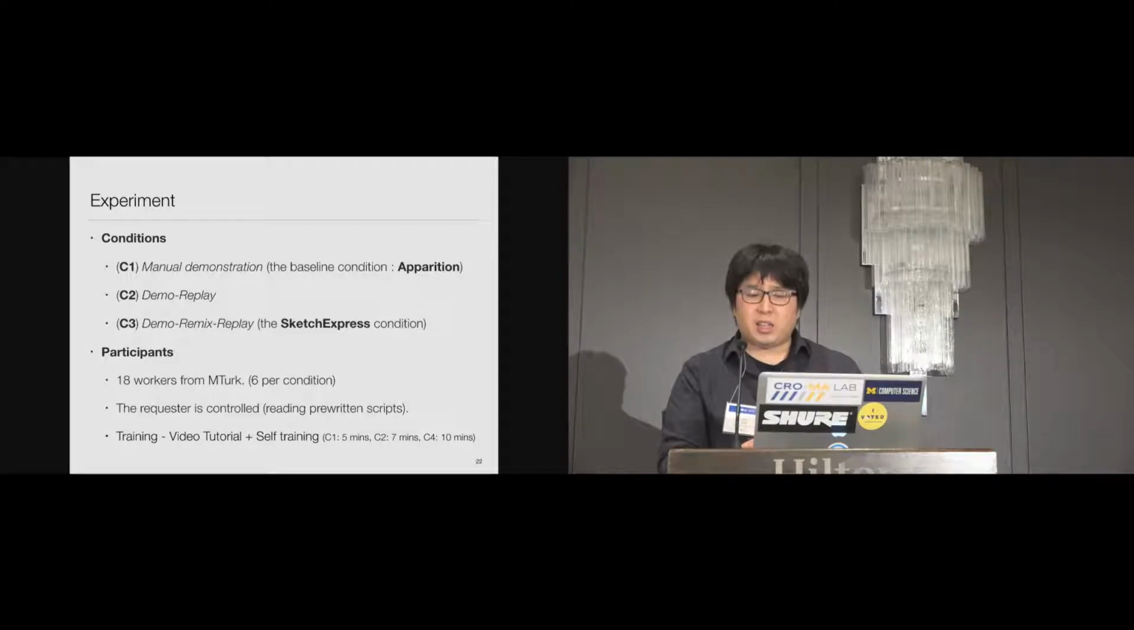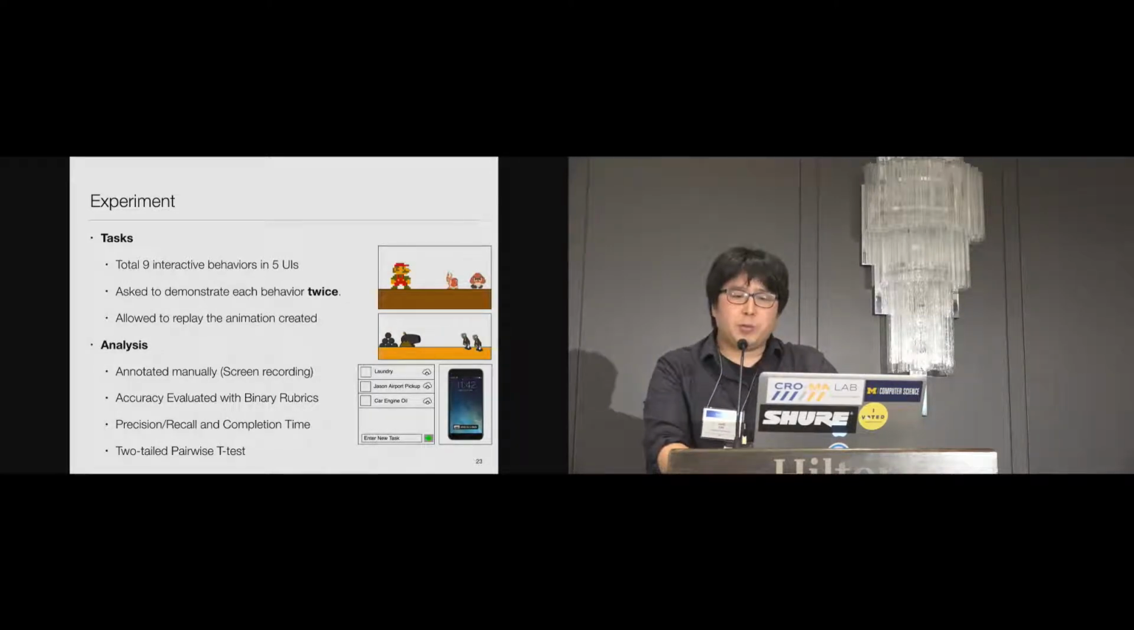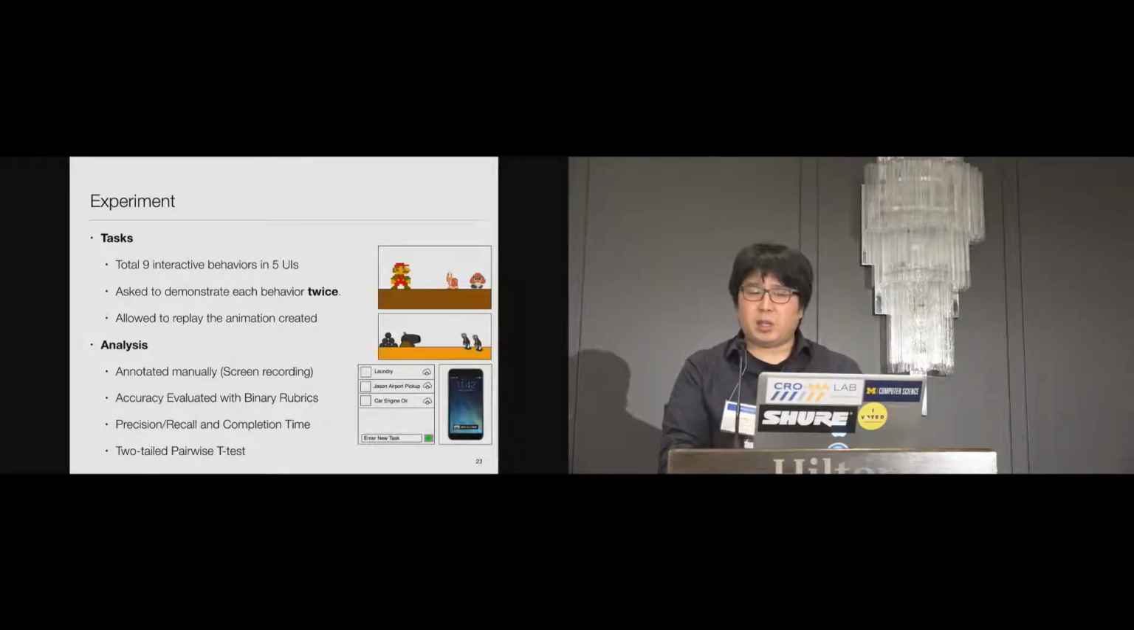One of the authors acted as a requester by reading a pre-written script describing the behavior. We had 5 different UI scenarios, from games to traditional GUI like a to-do list. We had a total of 9 different behaviors that we asked workers to demonstrate or create. We told workers to demonstrate the behaviors twice and allowed them to replay the created animation in condition 2 and condition 3, which had replay functions. We analyzed the screen recording and evaluated with a set of binary rubrics per demonstrated behavior. For more detail on the analysis, please refer to the paper.